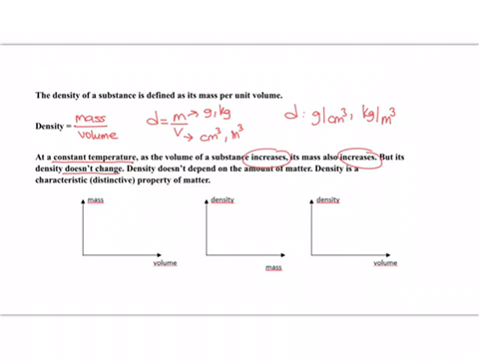So a typical mass-volume graph will be like this, because the slope of this line will give me the density. As density doesn't change, the slope should be equal at every point. So the density doesn't change whether we increase the mass or increase the volume.